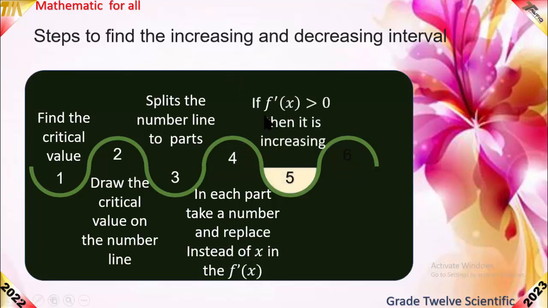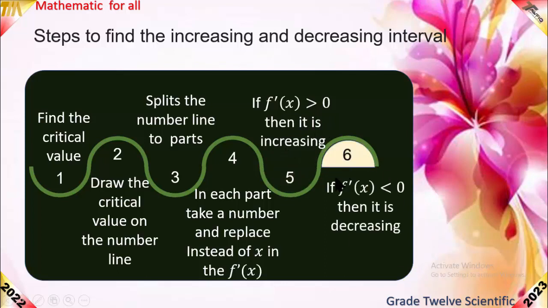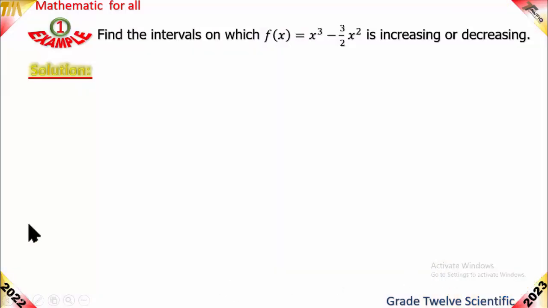If f prime of x is bigger than 0, if the derivative is positive, then it is an increasing interval. But if f prime of x is less than 0, then it is a decreasing interval. Example: find the interval on which f of x is equal to x cubed minus 3 over 2 x squared is increasing or decreasing.